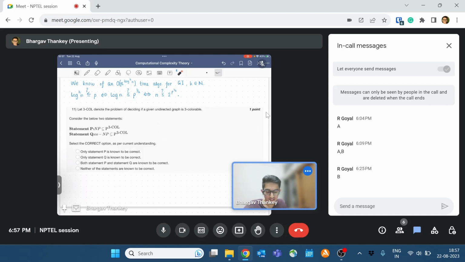Before I go to the options, do you know the meaning of this? Is this the oracle thing, where we have the oracle of three colorability available to us? Yes, this is the class of all problems which polynomial time Turing machines with oracle access to three colorable can solve. The options are: only P is known to be correct, only Q is known to be correct, both P and Q are known to be correct, and neither of the statements is known to be correct. Which of these is true?